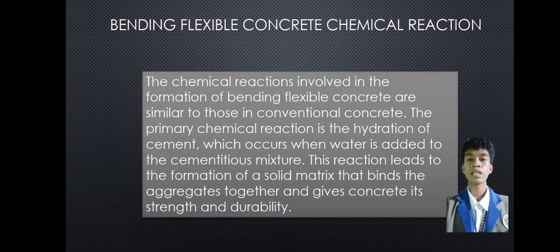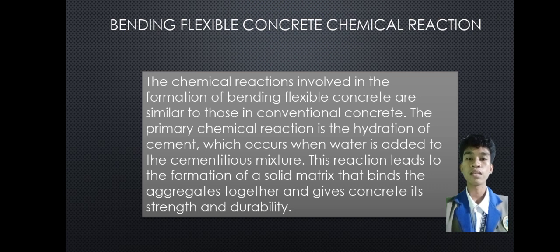Bending flexible concrete chemical reaction. The chemical reactions involved in the formation of bending flexible concrete are similar to those in conventional concrete. The primary chemical reaction is the hydration of cement, which occurs when water is added to the cementitious mixture. This reaction leads to the formation of a solid matrix that binds the aggregates together and gives concrete its strength and durability.